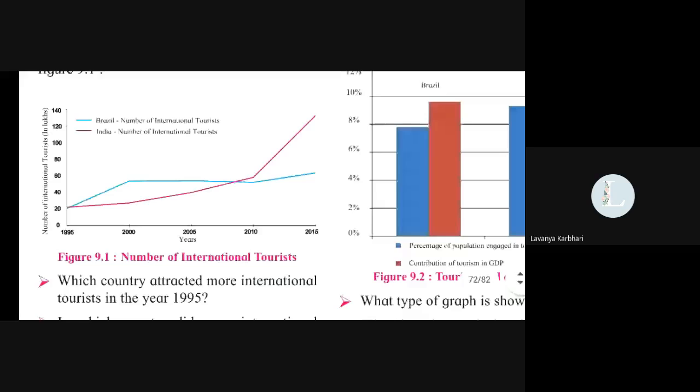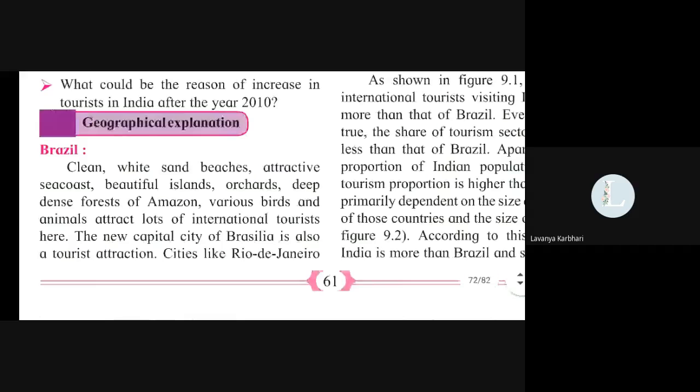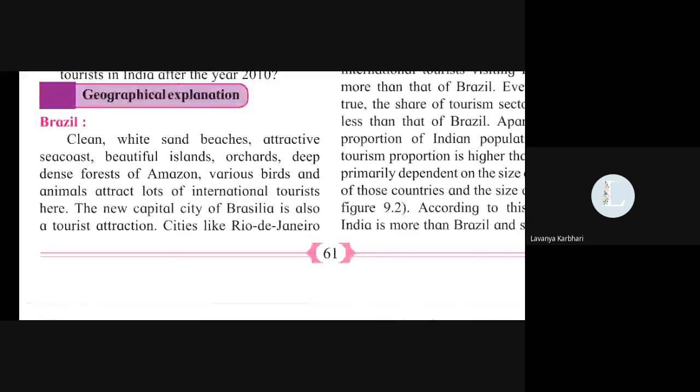So geographical explanation. Brazil, clean white sand beaches, attractive sea coast, beautiful islands, orchards, deep dense forests of Amazon, various birds and animals attract lots of international tourists here.